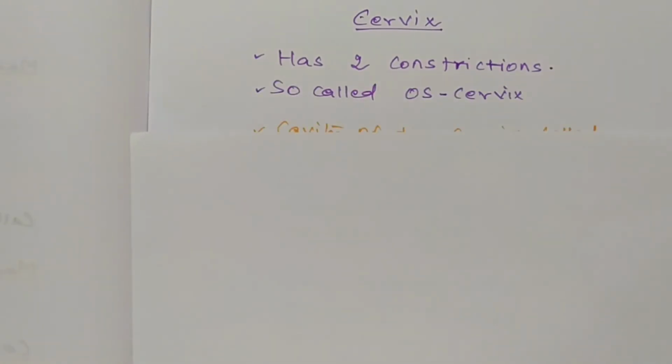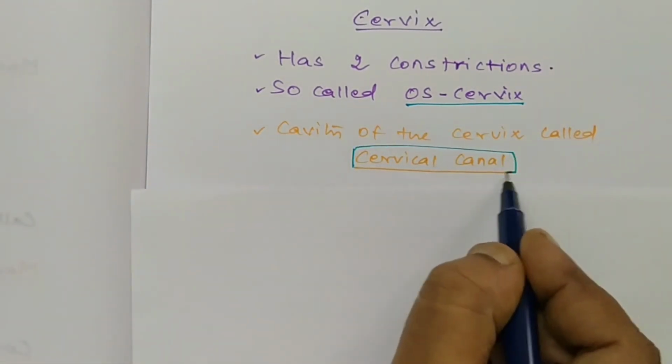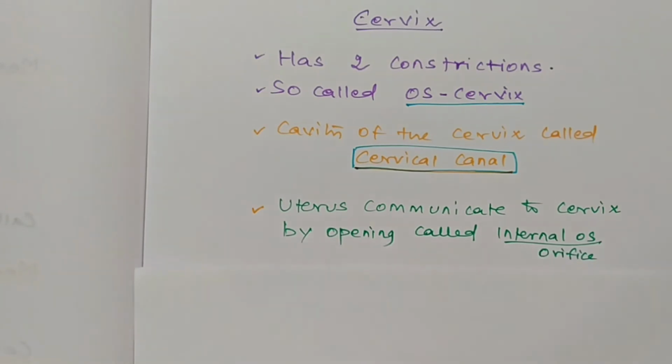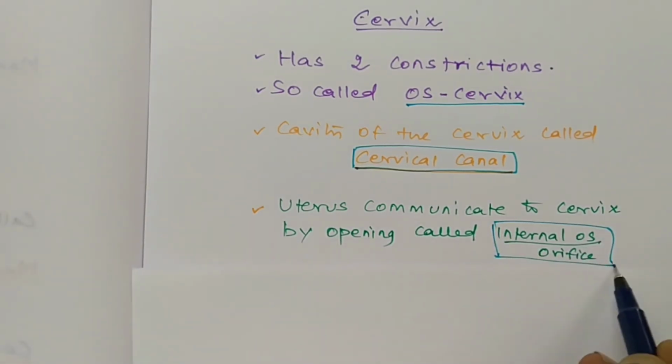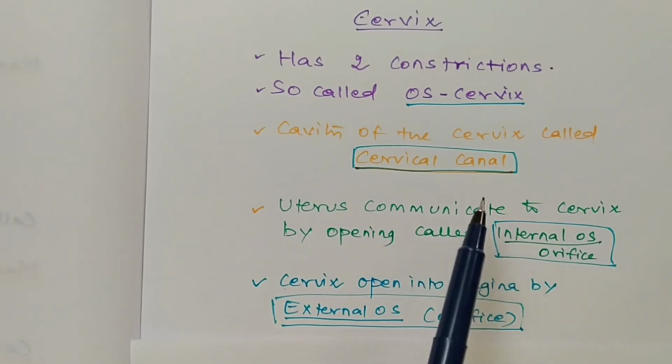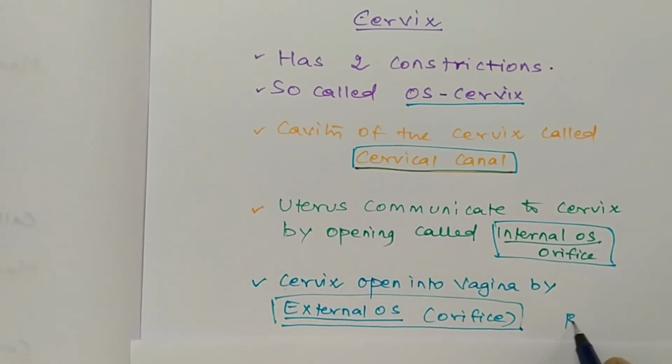This part of the uterus is termed the cervix. The cervix has two constrictions, so it is called OS cervix. The cavity of the cervix is termed the cervical canal. The uterus communicates to the cervix by an opening called internal OS or internal orifice. The cervix opens into the vagina by external OS or external orifice. The cervical canal along with the vagina is termed the birth canal.